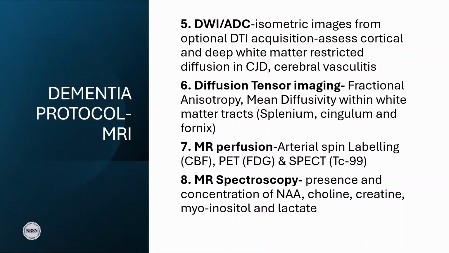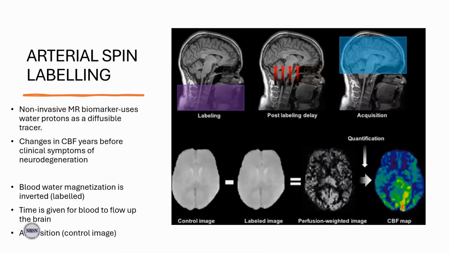concentrations in the brain. Now, arterial spin labeling, as a form of perfusion, is a non-invasive magnetic resonance biomarker that uses water protons as a diffusible tracer. So now, what these images are just showing, these are a series of T1 sagittal magnetic resonance images. Now, what these images just typify is that there is a pulse that is sent into the region of the carotid arteries.